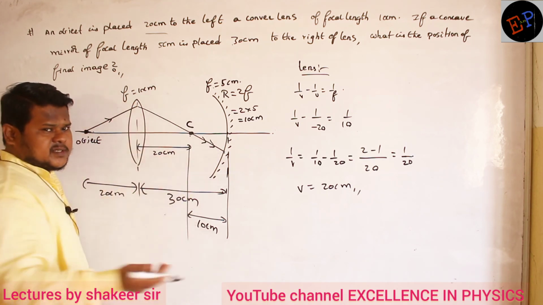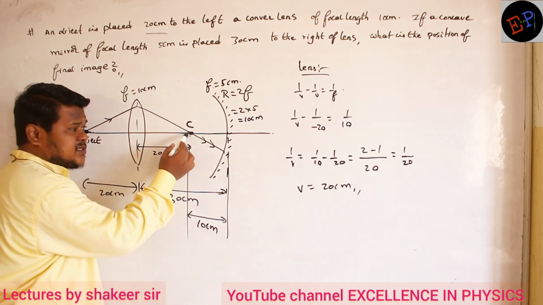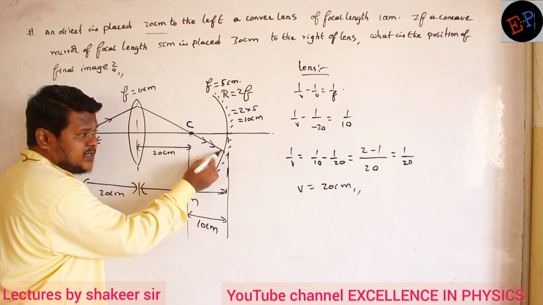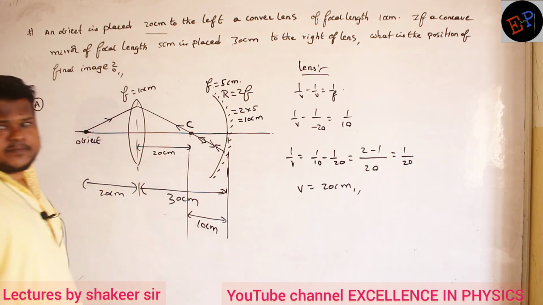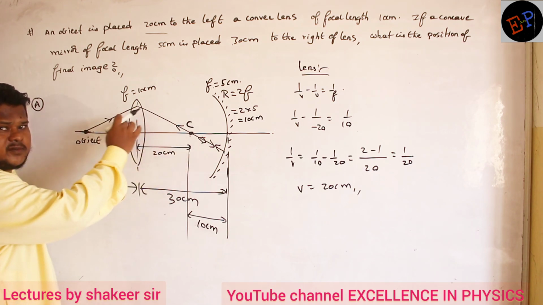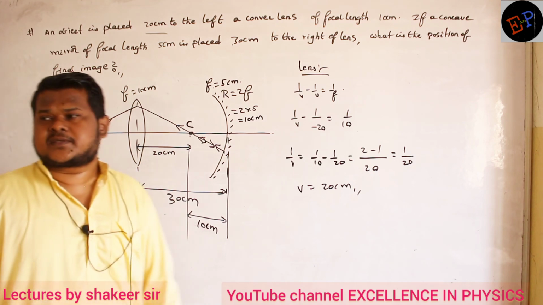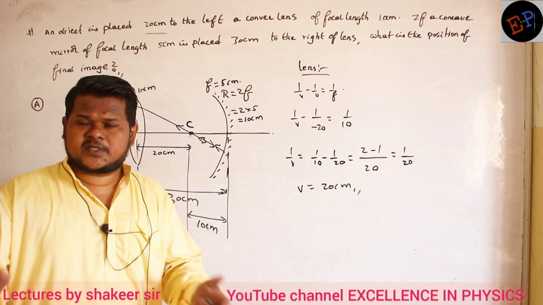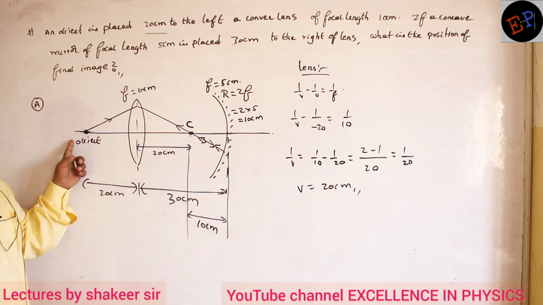So when light rays travel towards this center of curvature and strike the mirror, what will happen? They will retrace the path. That's what we studied in the last problem also. Once they retrace the path, by the principle of reversibility which we already studied, the light rays travel again in the same path and the image is created on the object itself. So the final image is again created on the object only.